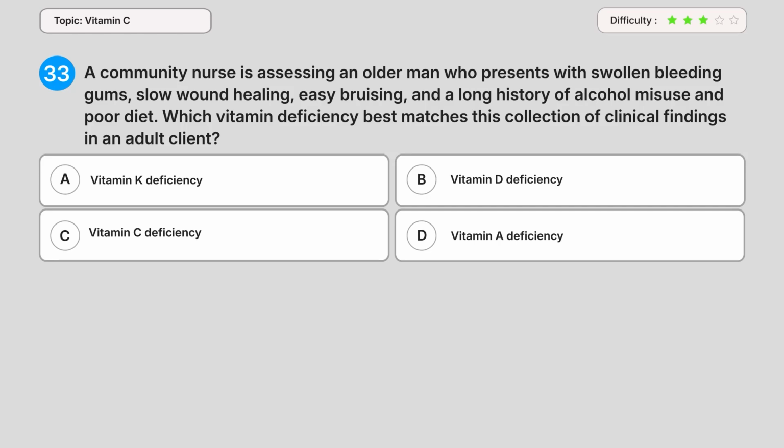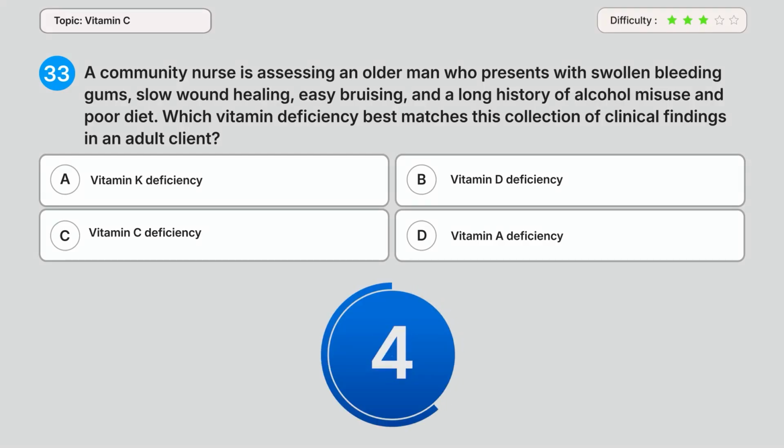A. Vitamin K deficiency. B. Vitamin D deficiency. C. Vitamin C deficiency. D. Vitamin A deficiency. What do you think is the answer?